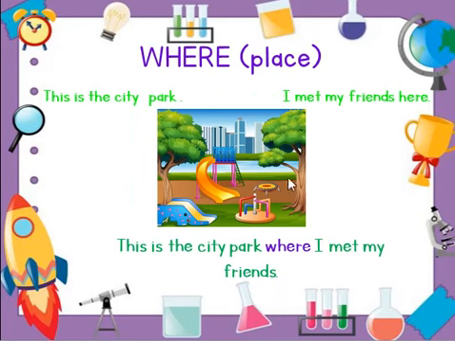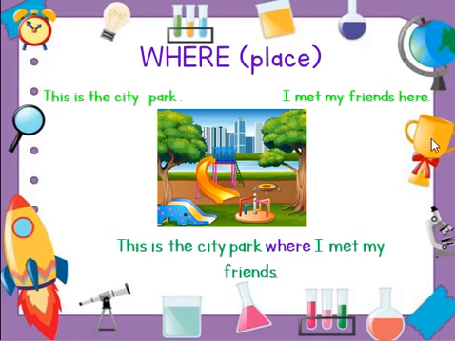This is the city park. I met my friends here. When you say here, you are talking about the city park. So, check the answer. This is the city park where I met my friends. Okay, we eliminate here because in the 2 cases we are talking about the park. This is a park. I met my friends here.